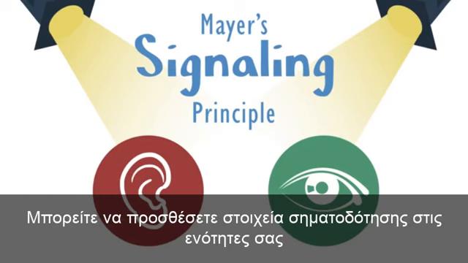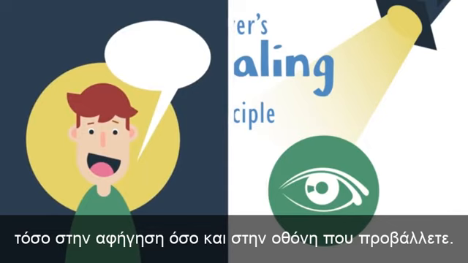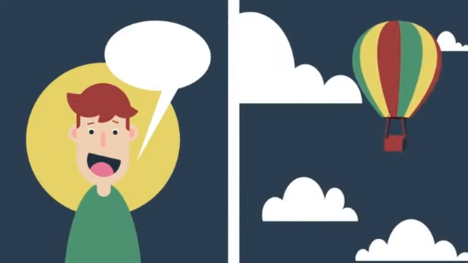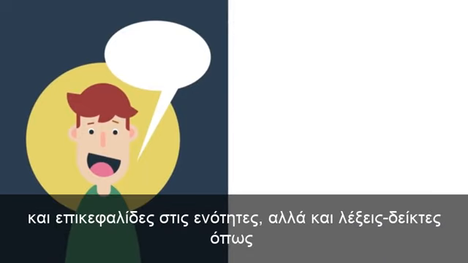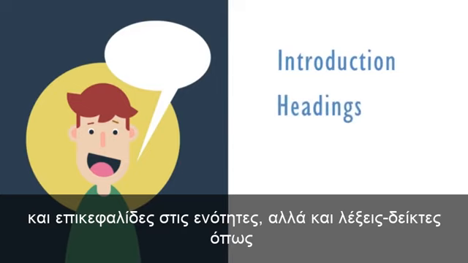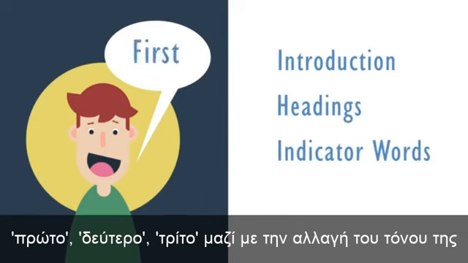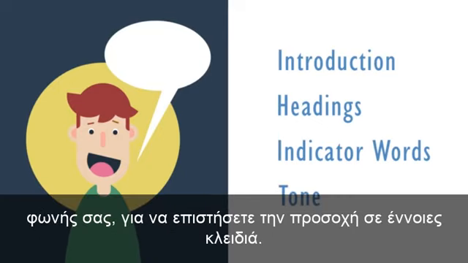You can add signaling elements to your modules both in the narration and in on-screen action. In the narration, try adding introductory sentences and section headings and using indicator words like first, second, and third, along with varying the tone and inflection to draw attention to key words.